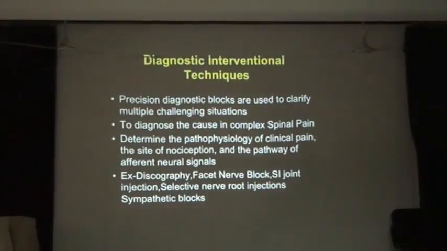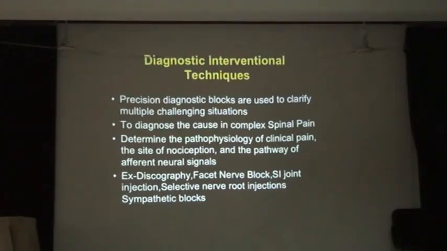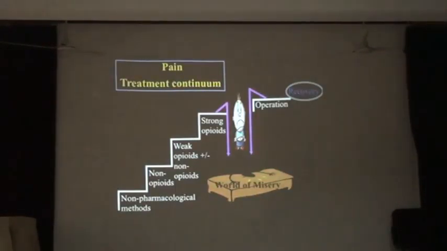The outcome of the block, and the examples are discography, facet block, nerve block, SI joint block, and sometimes these blocks are diagnostic with therapeutic also. Whenever I give the first block, I always tell the patient, maybe you can require the second, because this is a diagnostic block. So they can know, they can come for the second injection or the permanent one, like the radio frequency lesioning or the neurolytic block. Sometimes they don't even come because they get good relief after the one injection. So it works both ways, either diagnostic or therapeutic, both.